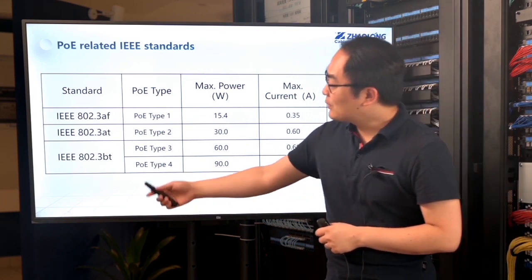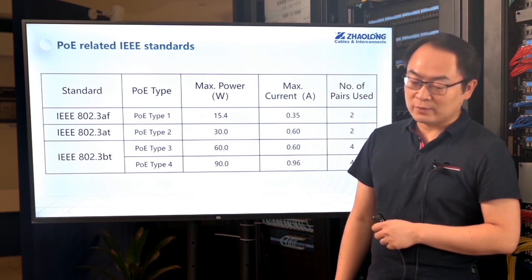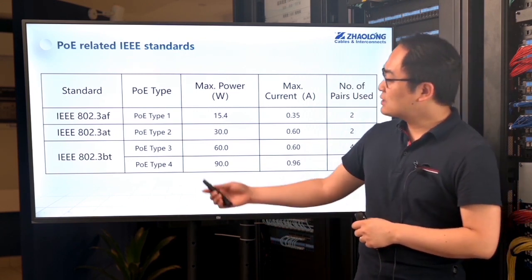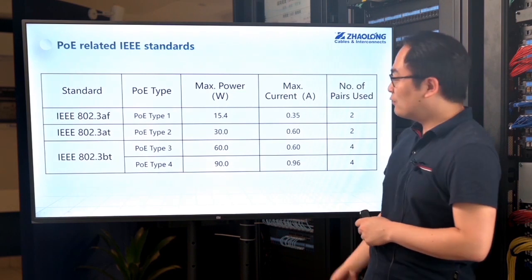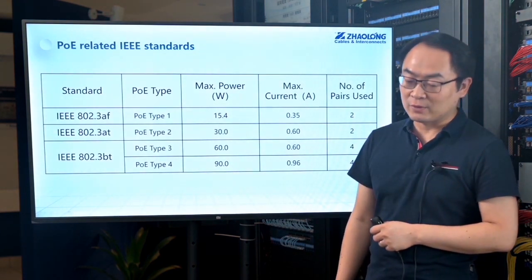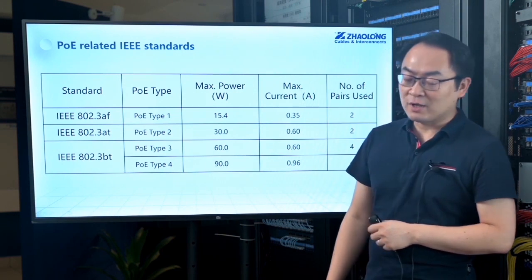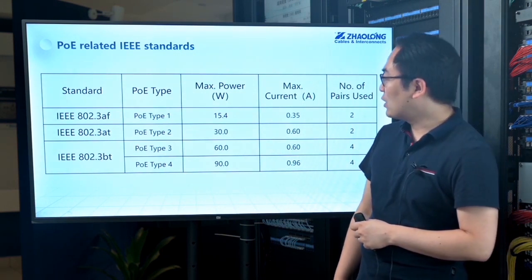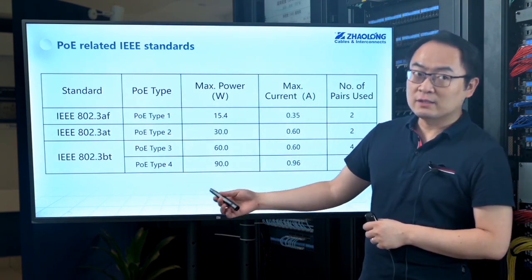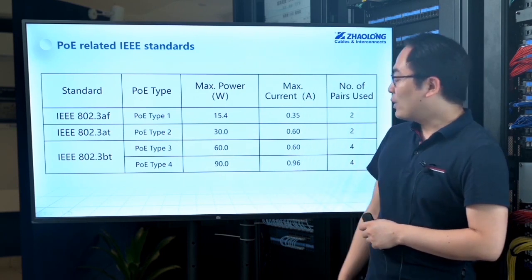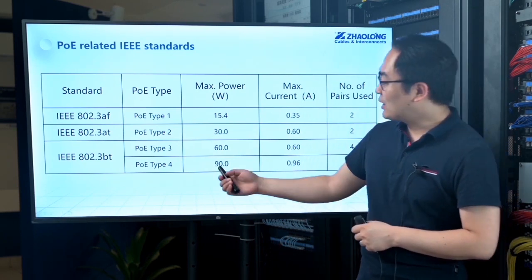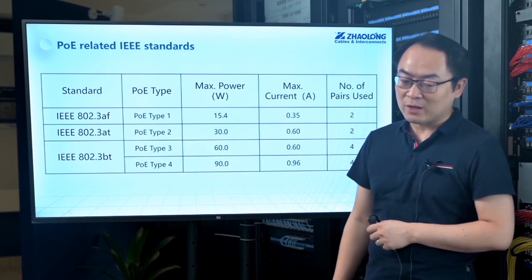The latest PoE standard is 802.3bt. For this standard, you can use up to 4 pairs in a single cable rather than just 2 pairs. So the power has been doubled up again to 60 watts. And if you can deliver 1 amp current, then you can deliver up to 90 watts of power.